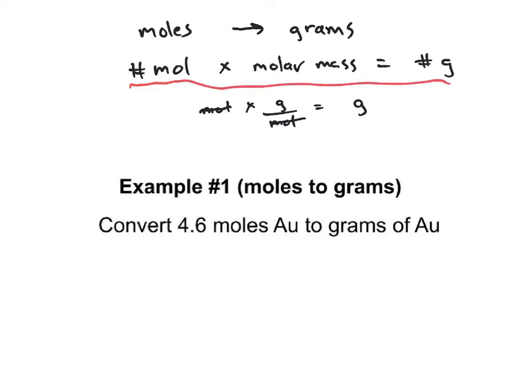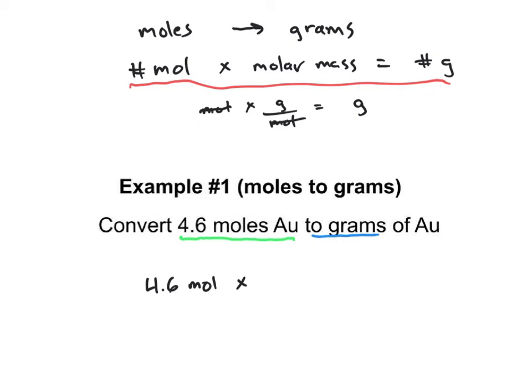Now we're going to start off small. We're going to look at this problem right here, and it says we're going to convert 4.6 moles of Au, which is gold, to grams. I give you moles, and I'm asking for grams, so we're going from moles to grams. I'm going to write down 4.6 moles of Au. Now I'm going to multiply it by the molar mass.